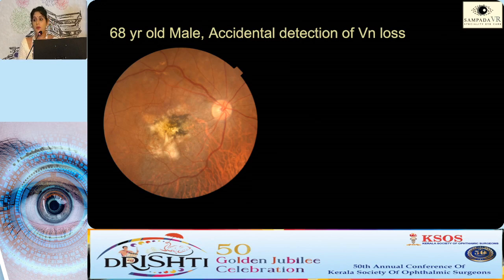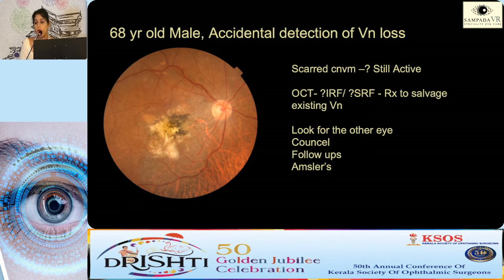Now, you see so many conditions like this also with a fibrotic scar. Even if the vision is so low, you can still look for whether there is SRF or IRF, and you can treat to salvage the existing vision. At least CF1 meter can improve to 4 to 5 meter as well.